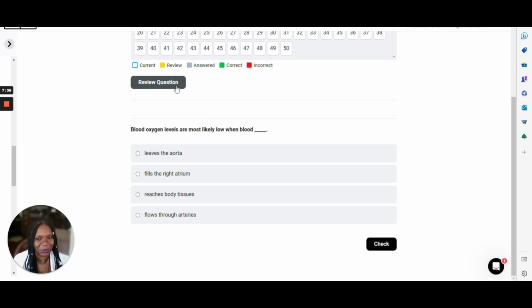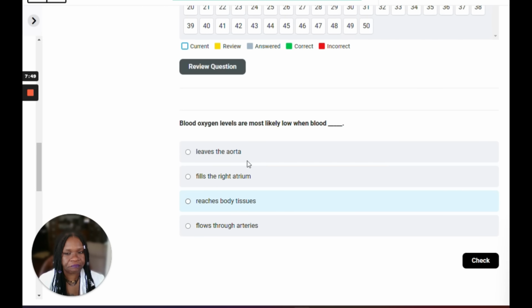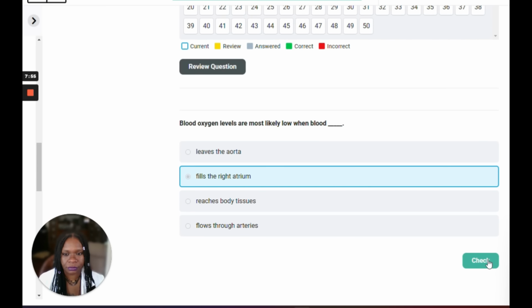Question number 2. Blood oxygen levels are most likely low when blood leaves the aorta, fills the right atrium, reaches body tissues, or flows through the arteries. For this one, you guys, I'm going to go with fills the right atrium, and here's why.